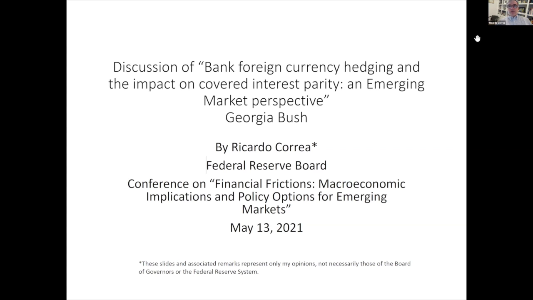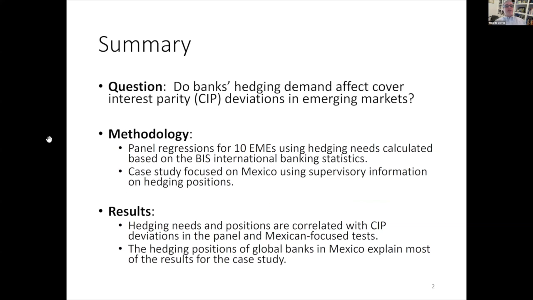Okay, now it's working. So given that they did an excellent job, especially Sergio summarizing the paper, I'm just going to take one slide to do the summary. So the question that Georgia addresses is to look at banks' hedging demand and assess whether that hedging demand has an effect on covered interest parity deviations, and in particular for emerging markets, where this literature hasn't focused as much as compared to advanced economies.